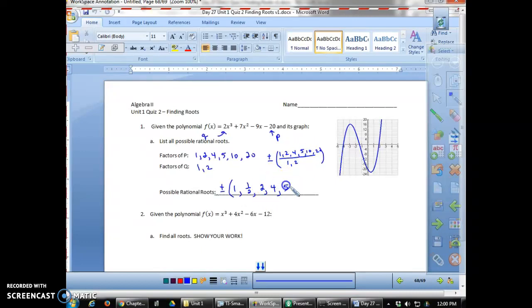So 5 over 1, 5 over 2, then I have 10 over 1, 10 over 2, which is just the number 5, so I'm not going to write that one down either, and then 20 over 1, and then 20 over 2, which is just the 10 here. So those are all the possible rational roots.